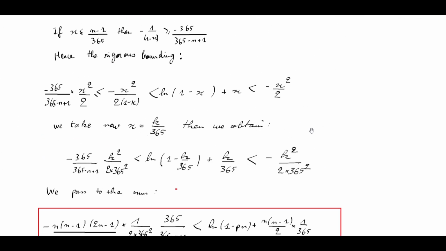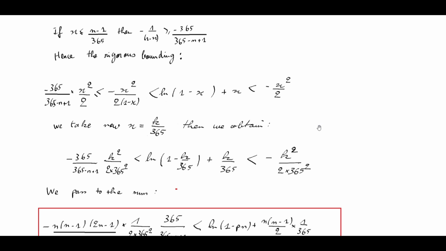If x is smaller or equal to n minus 1 over 365, then minus 1 over 1 minus x is greater or equal to minus 365 over 365 minus n plus 1, hence the rigorous bounding. Minus 365 over 365 minus n plus 1 times x squared over 2 is smaller or equal to minus x squared over 2 times 1 minus x, which is strictly inferior to ln of 1 minus x plus x, strictly smaller than minus x squared over 2.